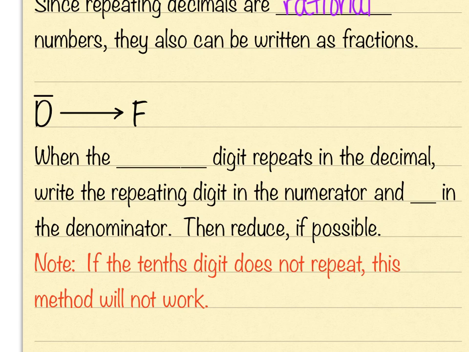To do this, a couple different things. So first of all, when the tenths digit, that's that first decimal place, repeats in the decimal, write the repeating digit in the numerator and write it over 9. So 9 will be in the denominator. And then, of course, reduce if possible. Now, something important to note here is that if the tenths digit does not repeat, this method doesn't work. There's actually a more complicated method that we won't look at this year. For right now, you just have to know how to write most repeating decimals as fractions, which we're going to look at here.